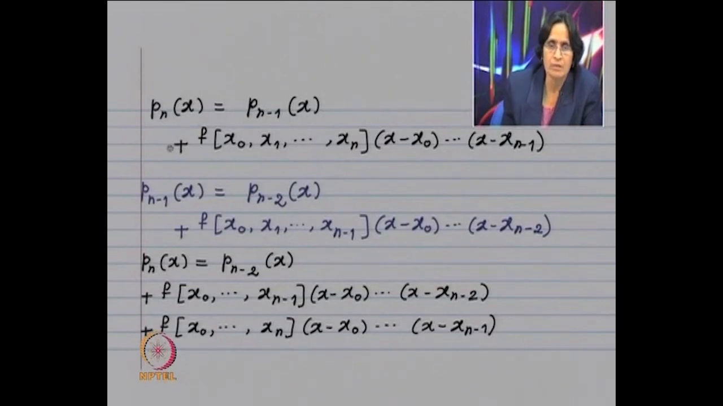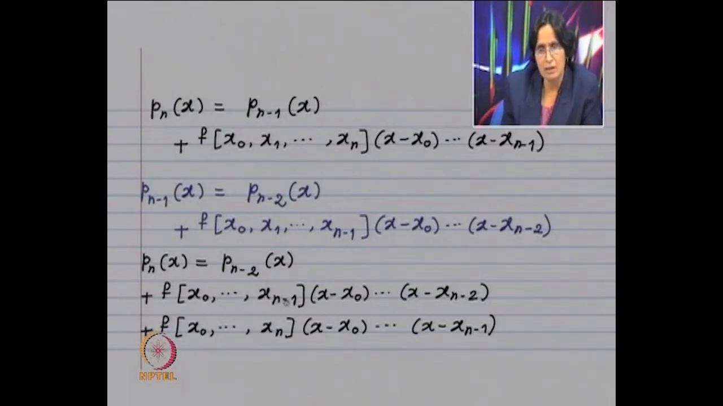Replace n by n minus 1. So, you will get P n minus 1 x is equal to P n minus 2 x plus, replacing n by n minus 1, this divided difference into x minus x 0, x minus x n minus 2, which gives us P n x to be equal to P n minus 2 x plus these two terms.